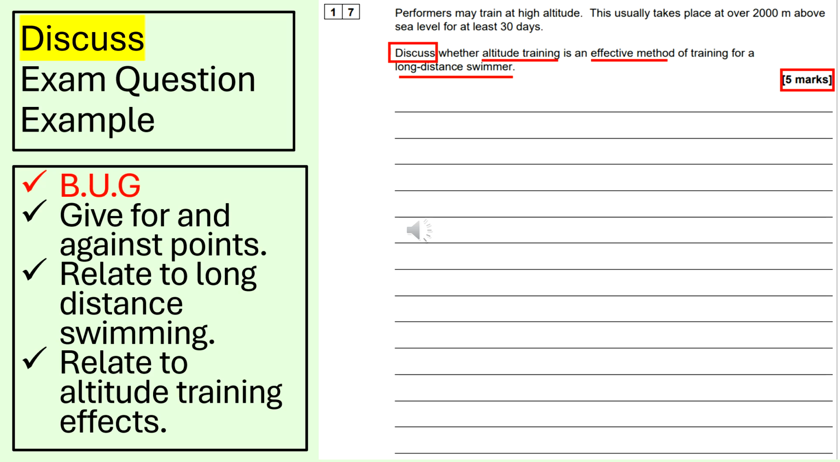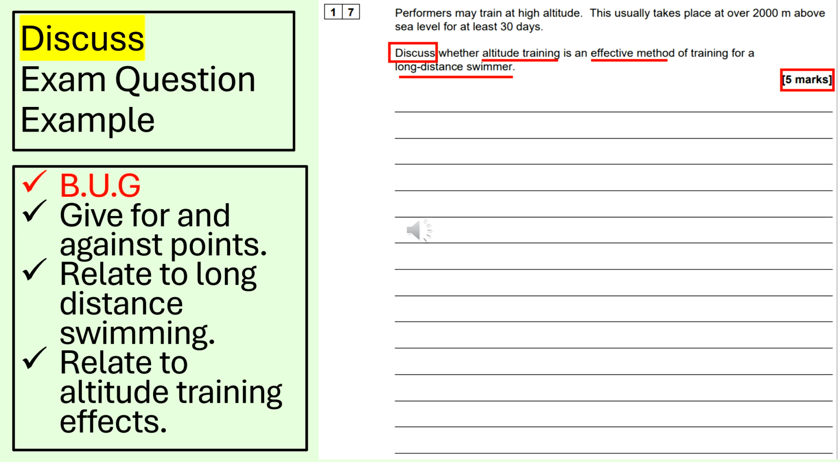So we need to make sure that when we're discussing this, we are relating it to a long distance swimmer. And this is where the underlining becomes really important because there have been in the past tendencies for someone to start talking about a runner or something else. I've also boxed that it's worth 5 marks.